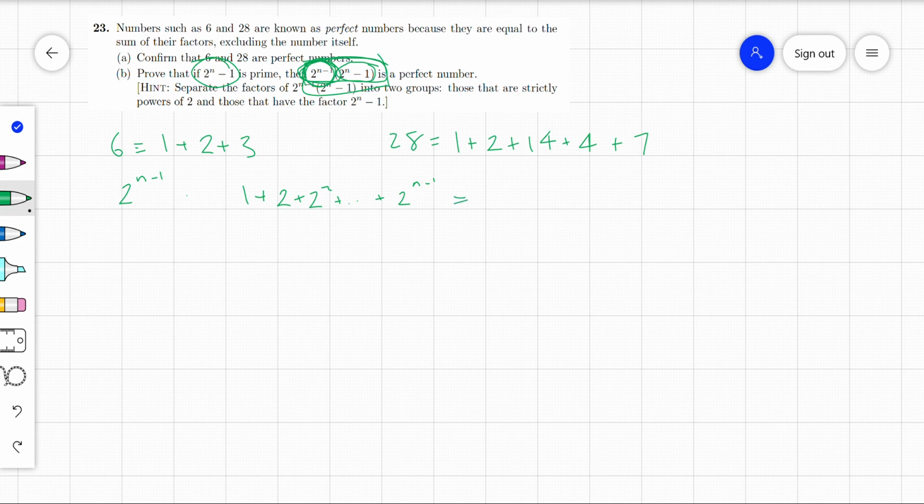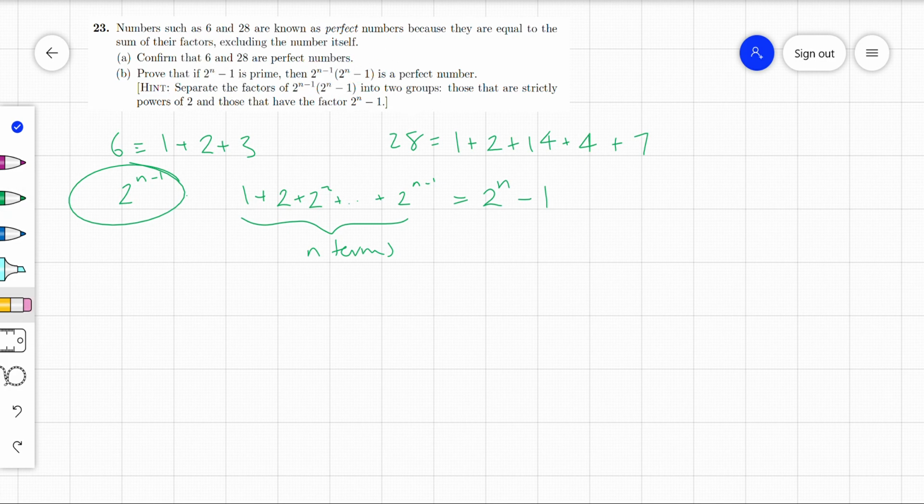So let's add them together. Really this is just a geometric sum. The first term is 1, the ratio is 2, and there are n terms here. So you can see we would get r to the n minus 1 on r minus 1, which is just 2 to the n minus 1. So there's the sum of all the factors for just that part, 2 to the n minus 1.